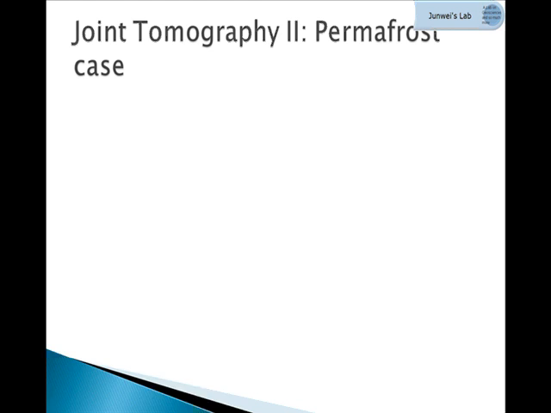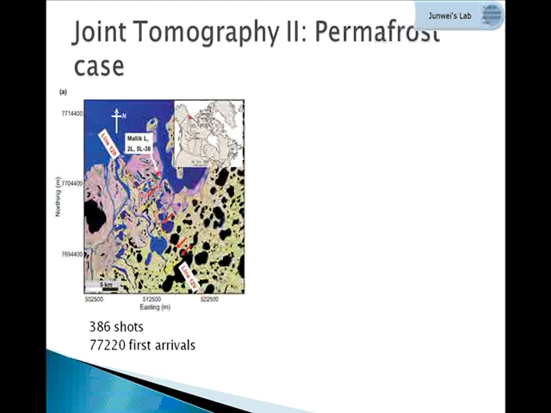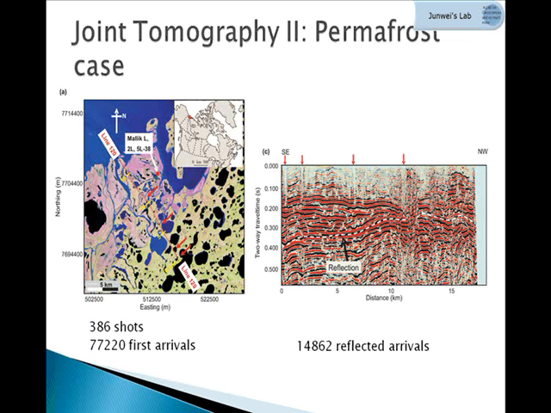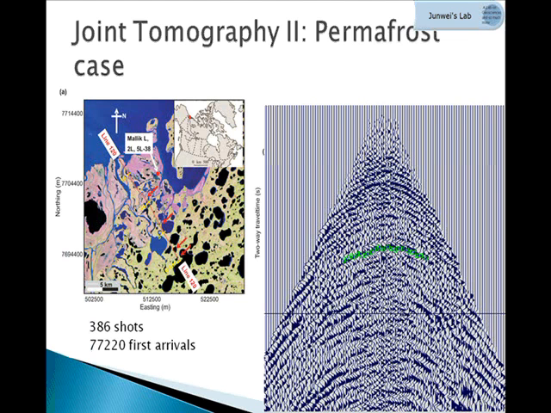The field data is from the permafrost region. Again, it's a satellite image, showing the seismic survey lines. There are in total 386 shots, and about 77,000 first arrivals were picked, verified, and made sure they are good quality. And then I used the reflections and picked the reflections for each shot gather corresponding to that reflector, and less than 15,000 reflected arrivals were picked, and most of them are near offset, as you can see in this shot gather example.